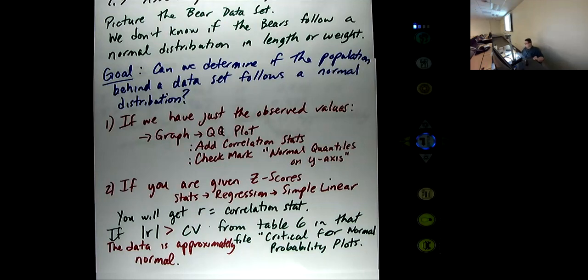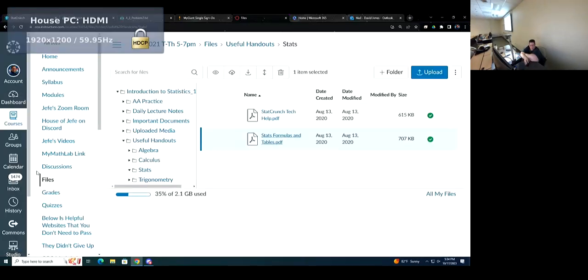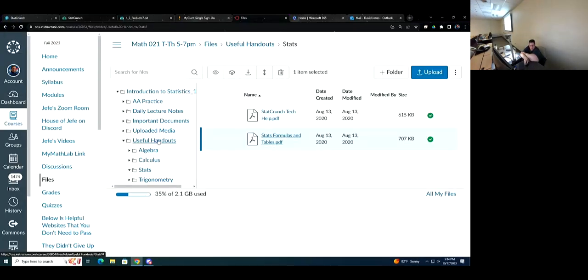Find the CV, you go on Canvas to files, stats, and under where else? It's in the files. They're going to files, useful handouts, stats. And you'll see that one. It's one we did on Wednesday too.